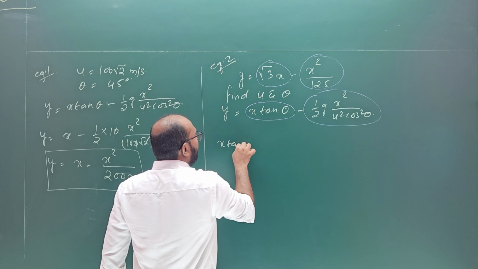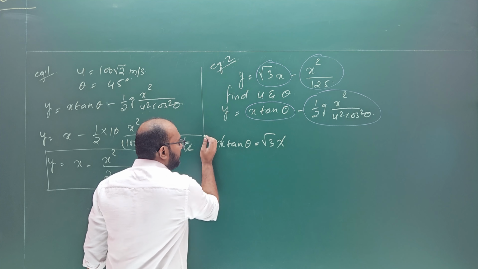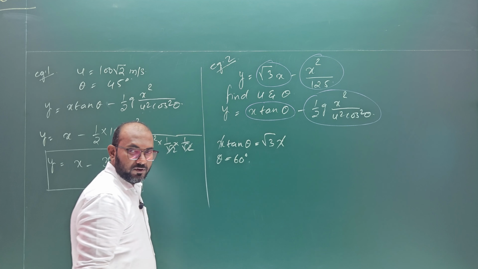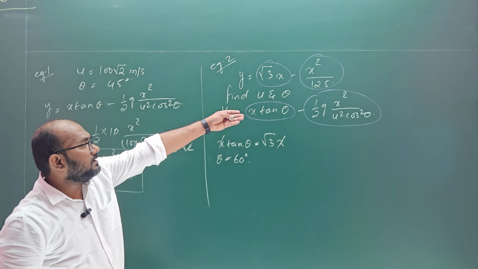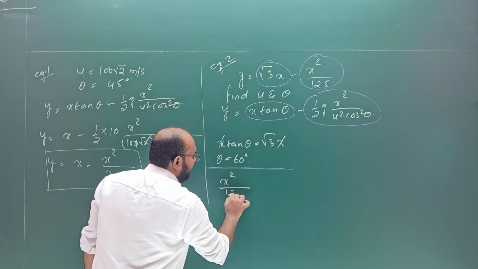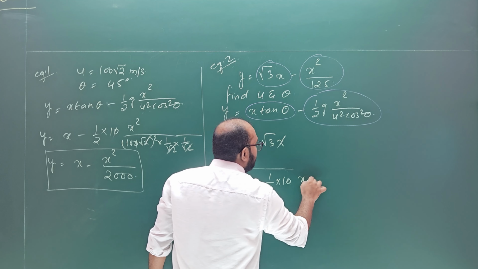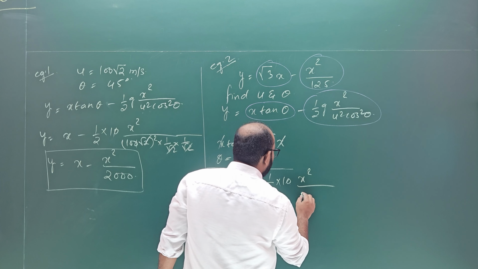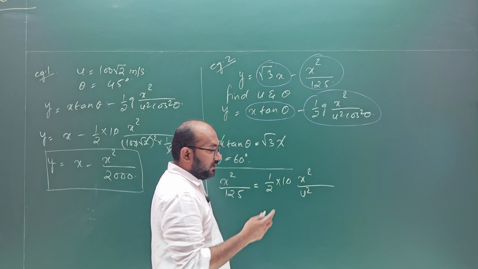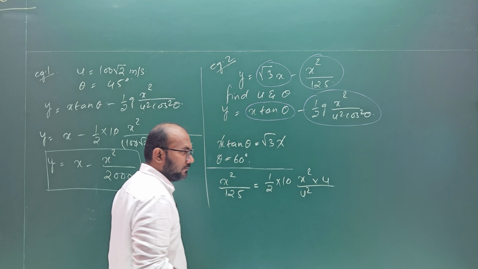So x tan theta is equal to root 3 x. Can I cancel this x and x? That means tan theta is root 3. That means theta is equal to 60 degree, our answer. Now the next one: equating x square upon 125, which is equal to half times 10 x square upon u square cos square theta. Cos 60 is 1 by 2, so cos square is 1 by 4. That means can I multiply here by 4?